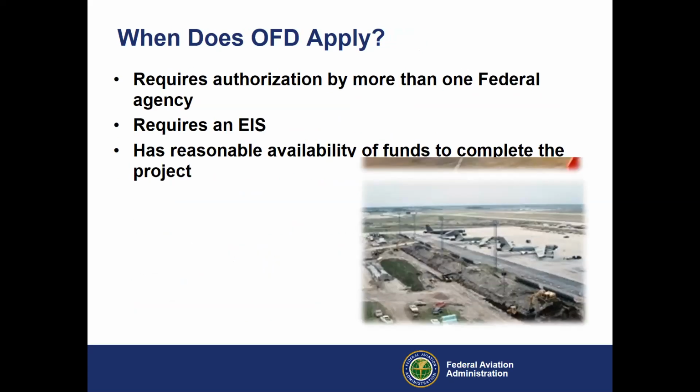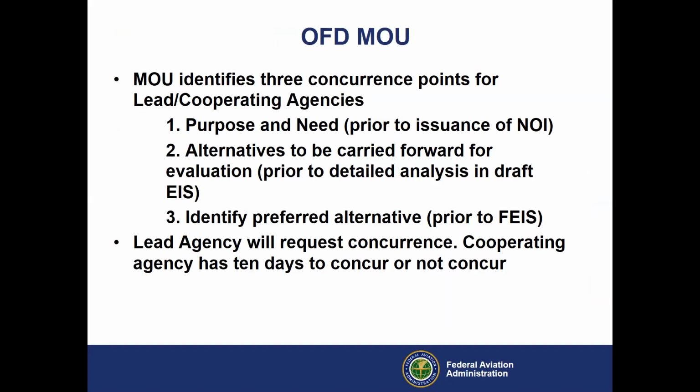When does one federal decision apply? Basically, you have to have more than one authorization for your project. So that might look like a Clean Water Act permit. Maybe you've got some endangered species impact out there. And then, of course, you'd need that EIS trigger, and you need a reasonable availability of funds to complete the project. There was an MOU signed by almost all federal agencies in response to this that says, hey, how are we going to implement one federal decision?